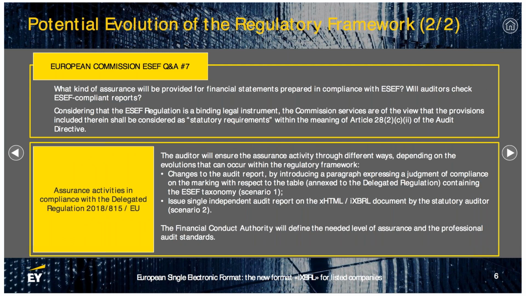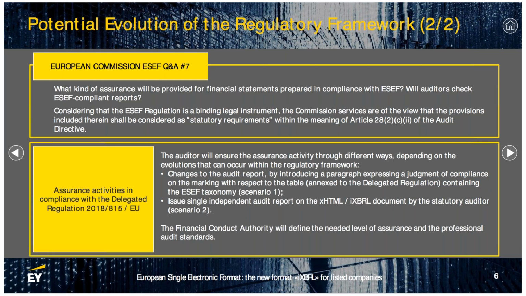Potential evolution, the second slide on the potential evolution is related to the type of assurance activities that the auditors have to prepare on your documents. So the auditor will ensure the assurance activity through two different ways. Also in this potential evolution, we have prepared some scenarios. One scenario is related to changes to the audit report, introducing a specific paragraph expressing a judgment of compliance on the marking, so the tagging with respect to the tables. And the second scenario is to issue a single independent audit report on the HTML and XBRL document. This second way in Italy probably could not be the good one. Probably scenario one should be the adopted one.